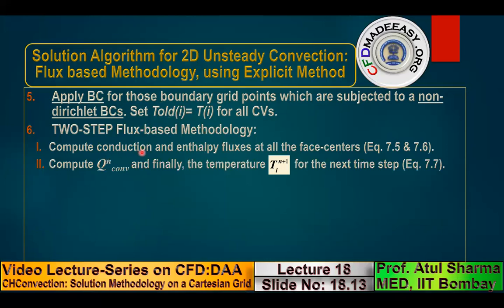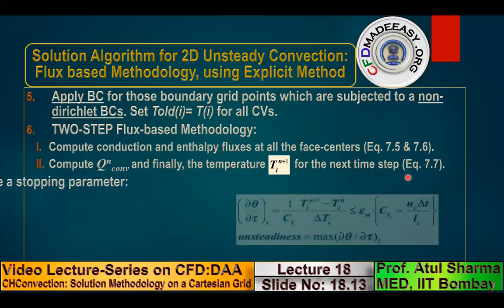And using these conduction fluxes, you can obtain total heat gained by conduction. Using these enthalpy fluxes, you can obtain total heat lost by advection. And when you take the difference of the two, you get total heat gained by convection. And finally, you can obtain the temperature using the equation as well as the loops that were presented earlier in the implementation details.